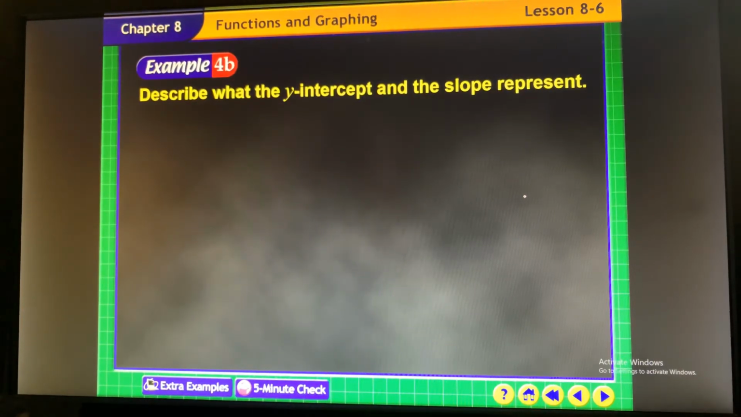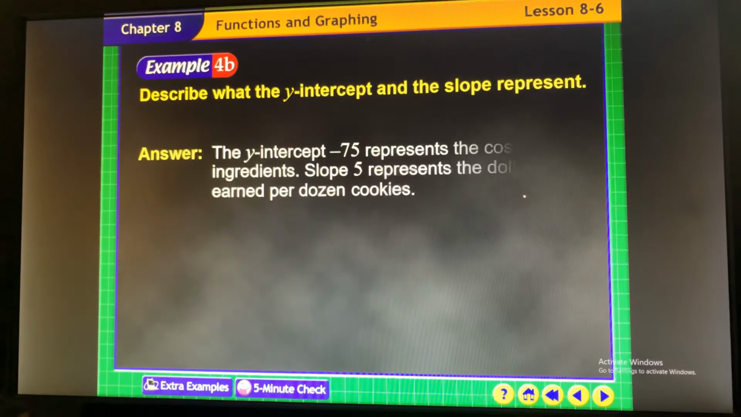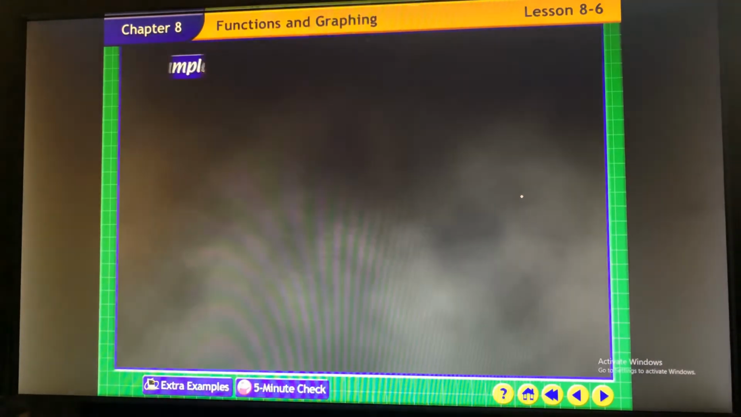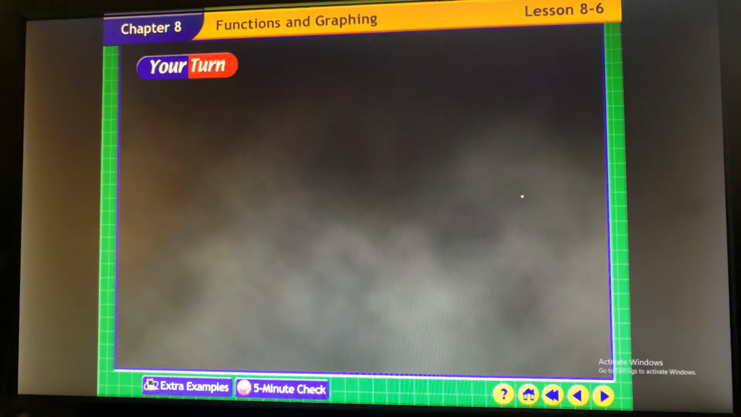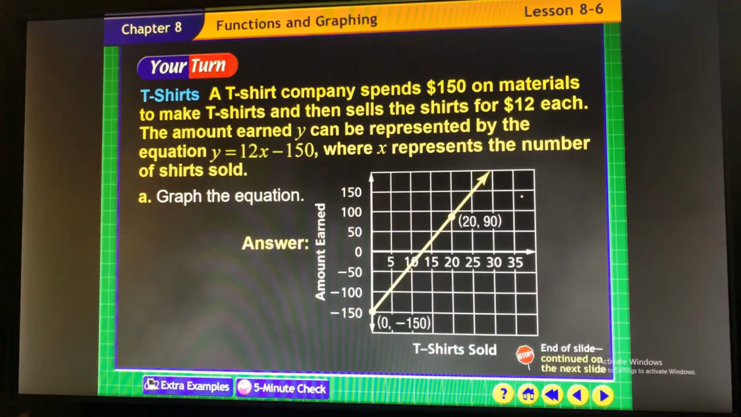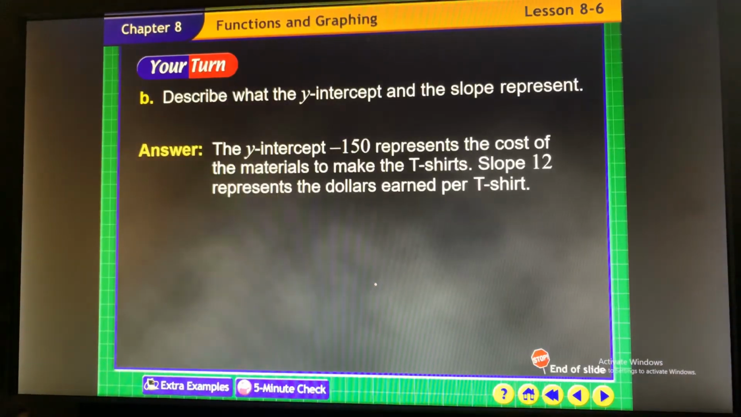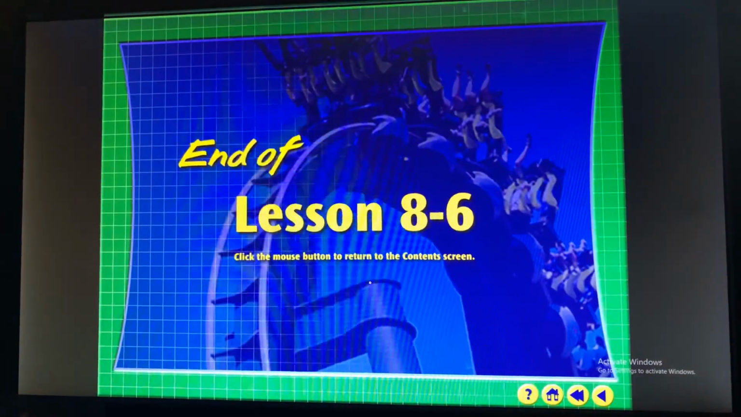Describe what the y-intercept and the slope represent in that story. The y-intercept represents the cost of the ingredients, and the slope represents the dollars earned per dozen cookies. Same thing. Y-intercept, slope, graphed. 8.6 done.